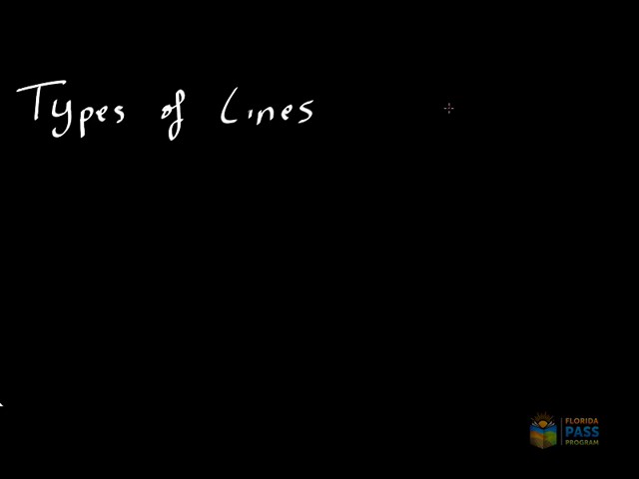In a recent lesson, you learned the formula that is used to find the slope of a line when you're given 2 points. Here was that formula: m equals y2 minus y1 divided by x2 minus x1. This was the formula that we used to find the slope of a line. However, it is important to note that the slope is also used to classify different types of lines.